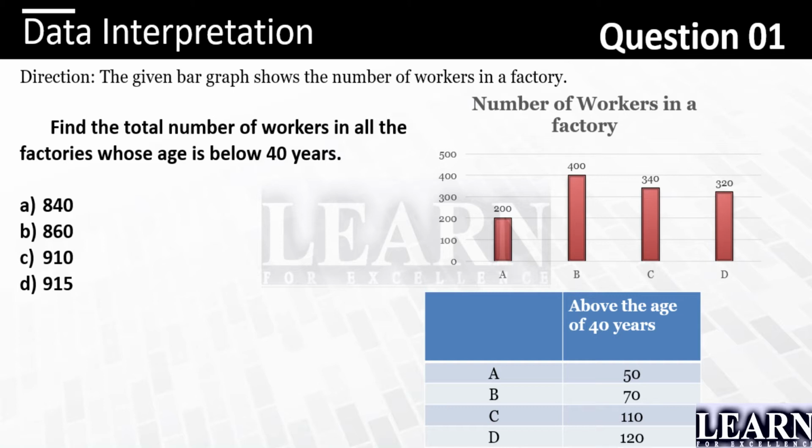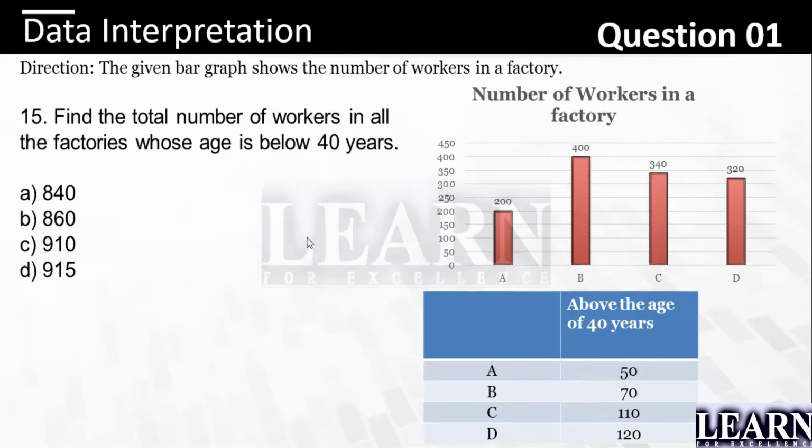So in factory A, there are 50 people above 40 years. In factory B, there are 70 people above 40 years. In factory C, they have 110, and in factory D, they have 120. So they're asking what is the number of workers whose age is below 40 years. So below 40 years will be the remaining ones, right? Below 40 years, what is the value?